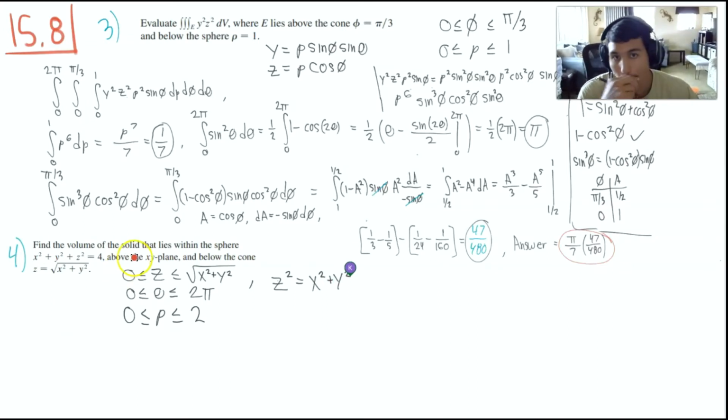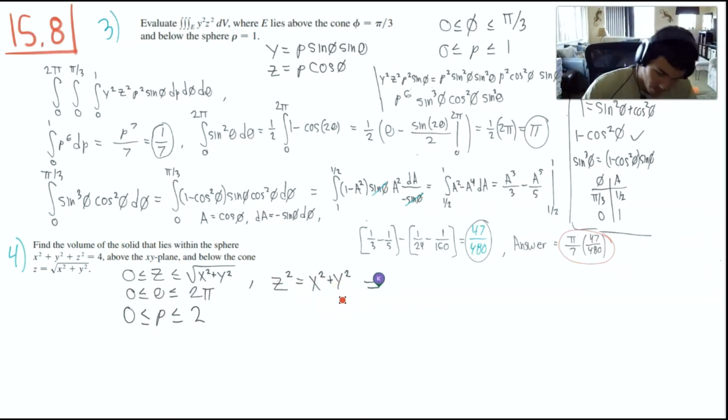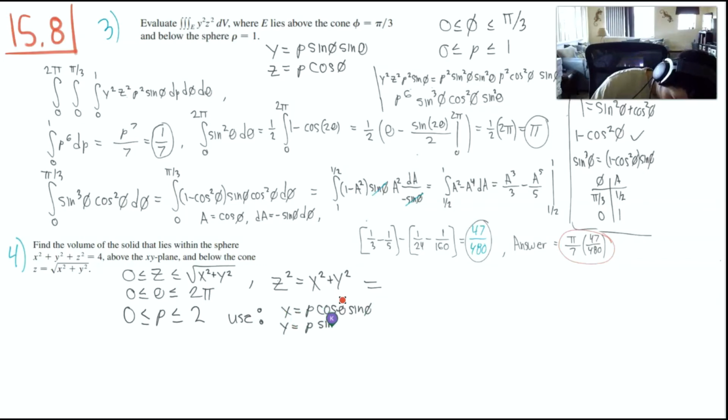Okay. And I kind of want to do something with this. What do I want to do? Well, I'll tell you what I want to do. I want to insert our, not polar, our spherical coordinates into this. So I'm going to use x is equal to rho cosine theta sine phi. I'm going to use y is equal to rho sine theta sine phi. I'm going to use z is equal to rho cosine phi.